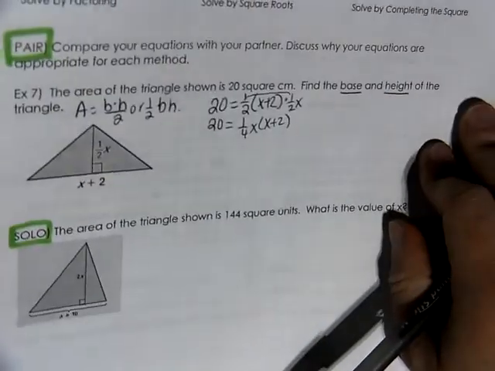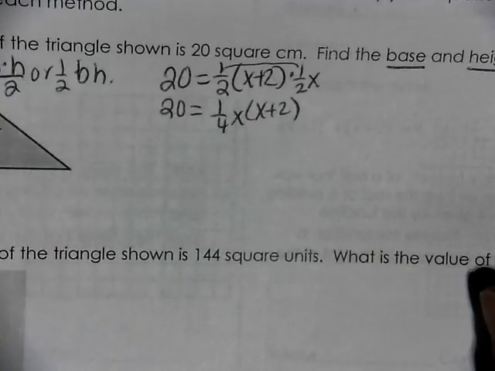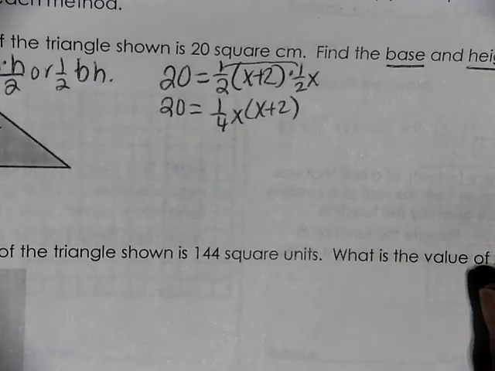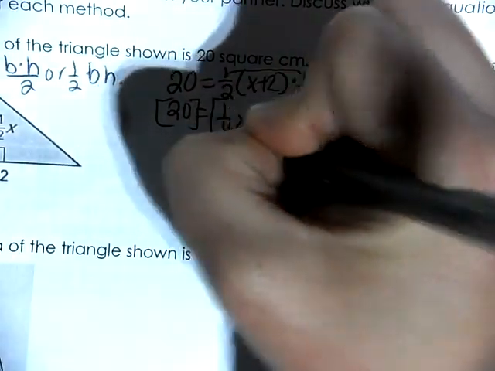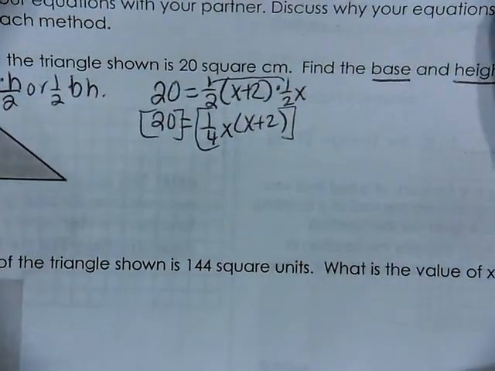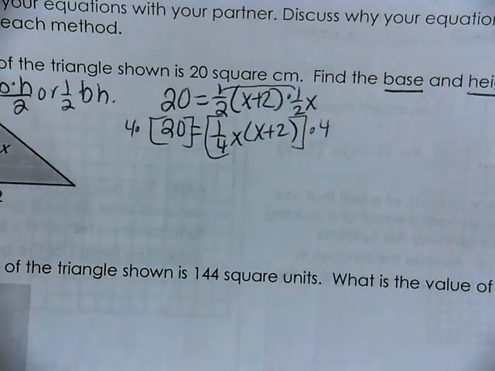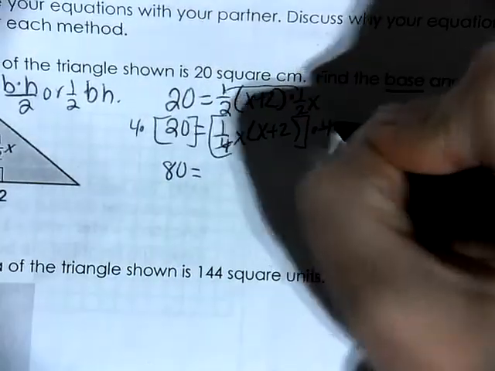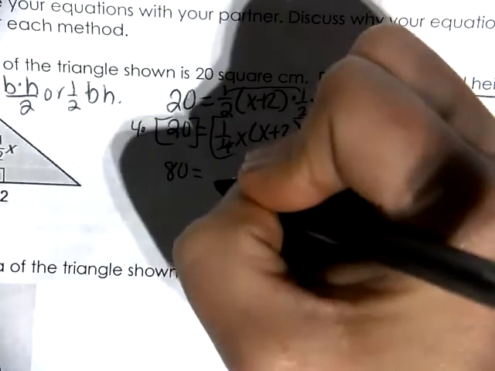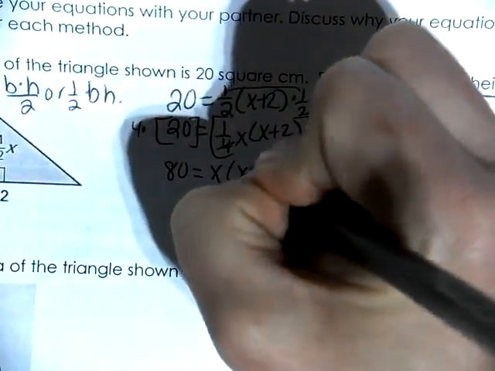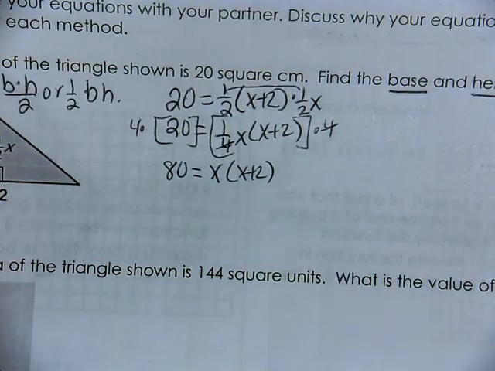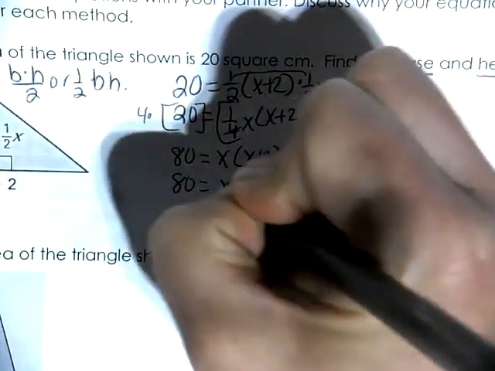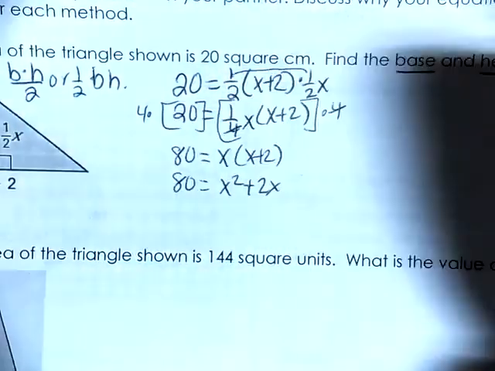Here's a trick. If you ever see a fraction in an equation and you want to get rid of it right away, the first thing you need to do is multiply both entire sides by that common denominator. In this case, the common denominator is 4. So I'm going to multiply both sides by 4. What's going to happen is that I end up with 80 is equal to, the multiplication and division of 4 cancel away, leaving us with x times x plus 2. So now I have 80 is equal to x squared plus 2x.